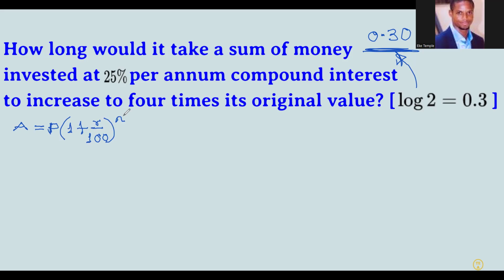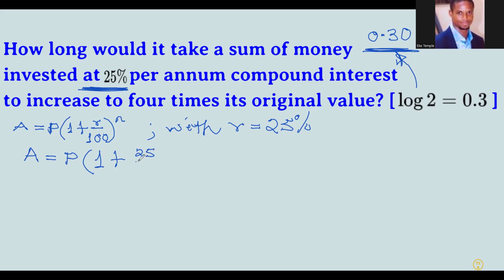And now we can reduce this formula already by looking at the value of the rate. With the rate given as 25% already, we can reduce this formula to A equals P into 1 whole number plus substitute R to be replaced by 25 because we know it's 25 divided by 100 to the power the number of years, and we're looking for the number of years here.